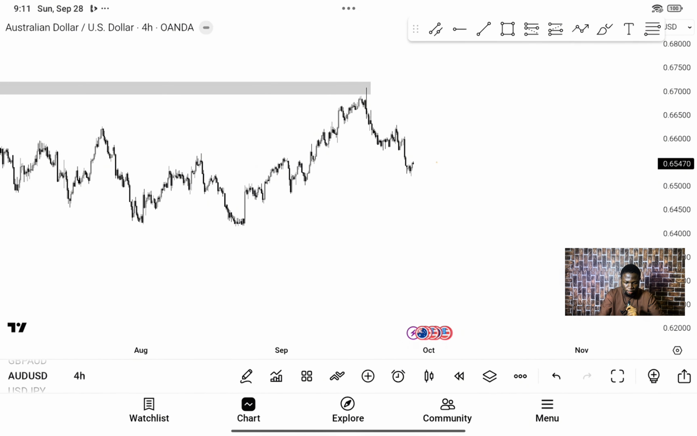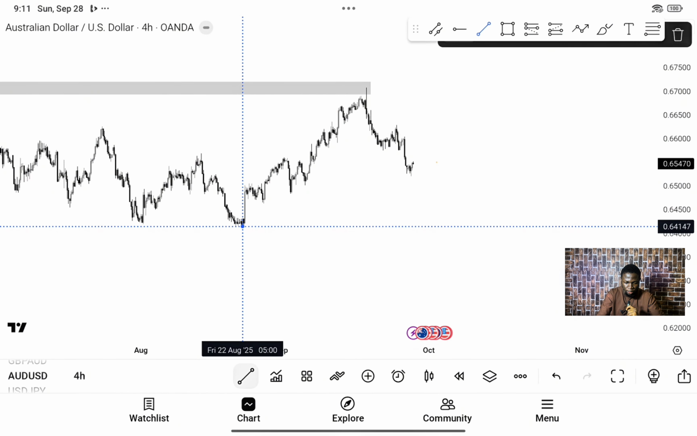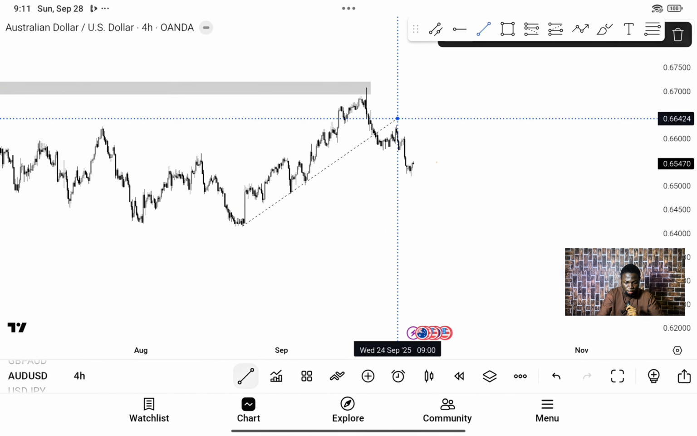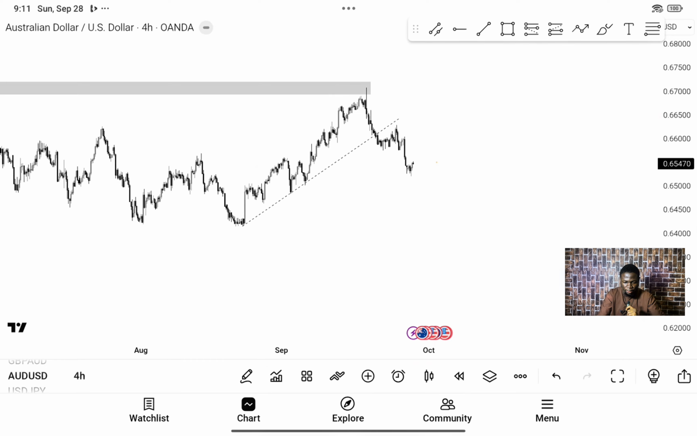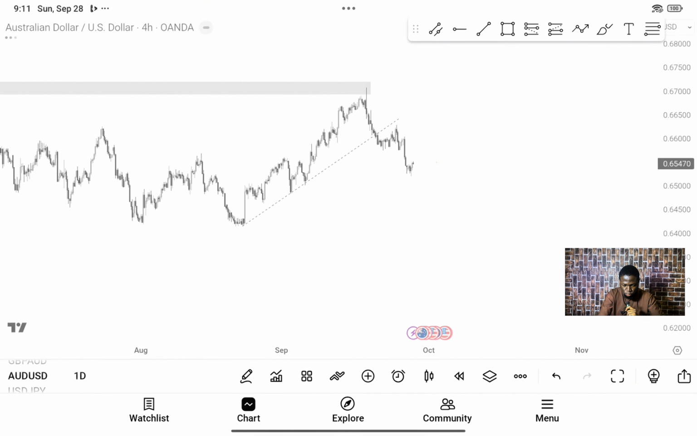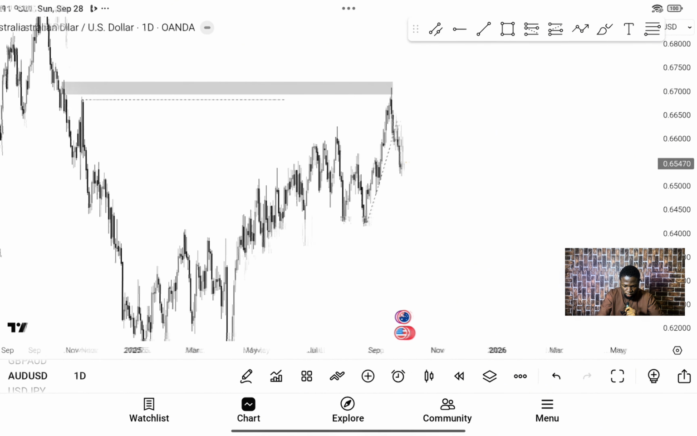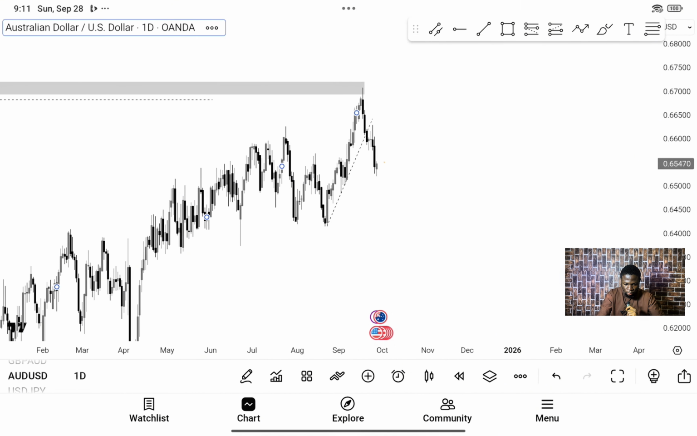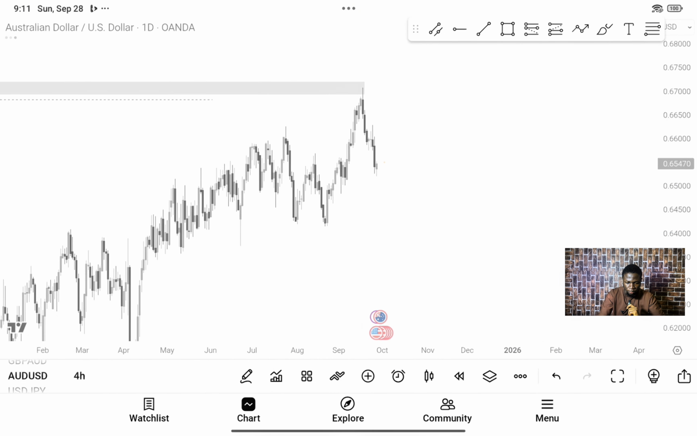Looking at this as well, you draw your trend line from here. This is just like a trend line break. Do you understand? This is just like a trend line break. And let me go to the daily time frame to see what I'm doing. Okay, this is like a trend line break. Go over to the 4-hour.